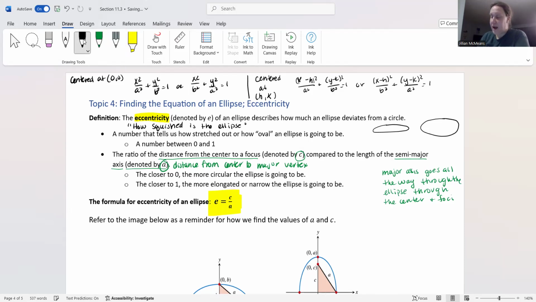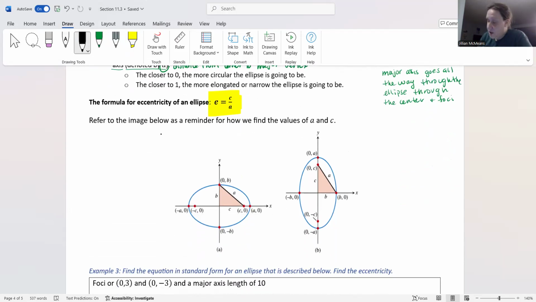Now, from the equation, we can get A and B really easily. A squared is going to be one of the denominators. B squared is going to be the other denominator. Take the square root of those two and you get A and B. C, we have to use a Pythagorean relationship. And so the Pythagorean relationship that we must remember is A squared equals B squared plus C squared.